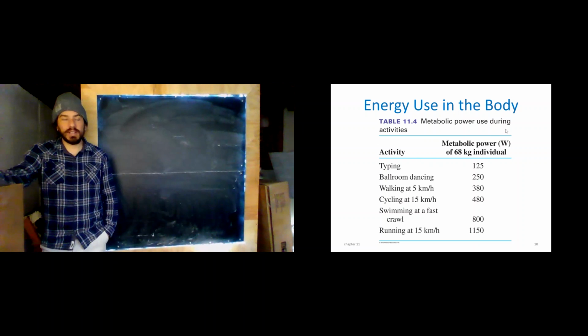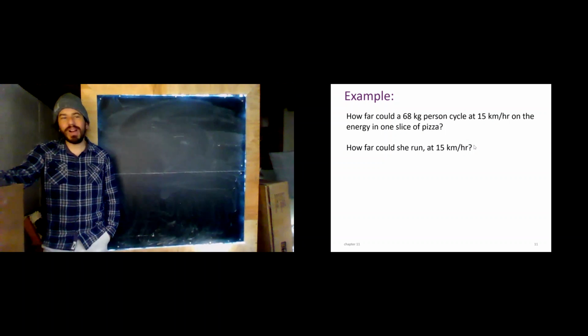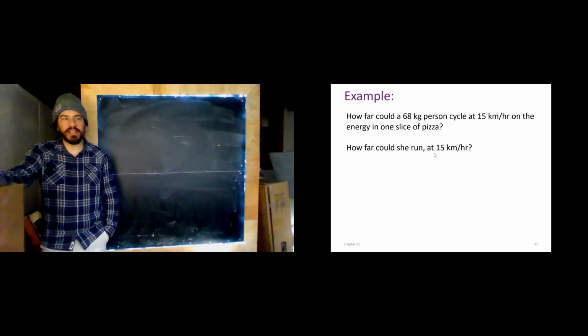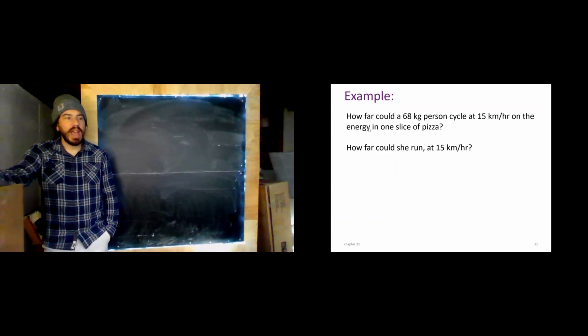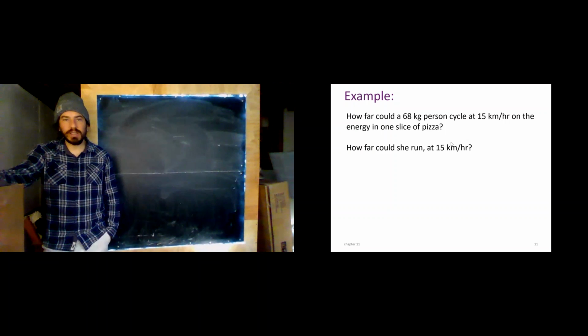Okay, let's do an example. So there's a class of problems in this chapter that are like this. How long do you have to work out in order to burn off a piece of pizza? How far do I have to ride a bicycle in order to burn off my Chipotle burrito that I had for lunch? There's a whole class of questions like that. And so let's do one here so we can kind of see how they work. How far could a 68 kilogram person cycle at 15 kilometers an hour on the energy in one slice of pizza?